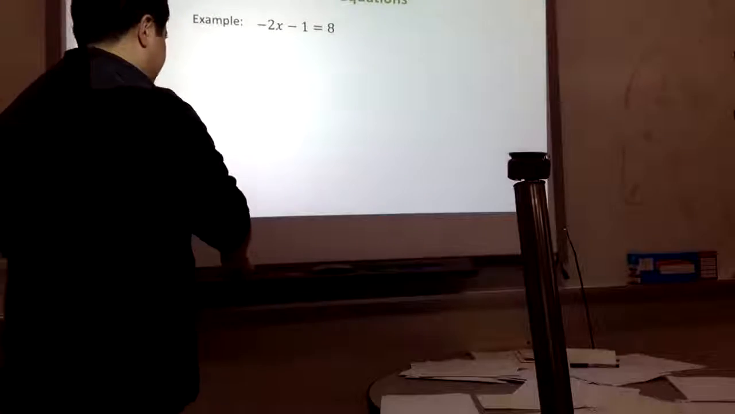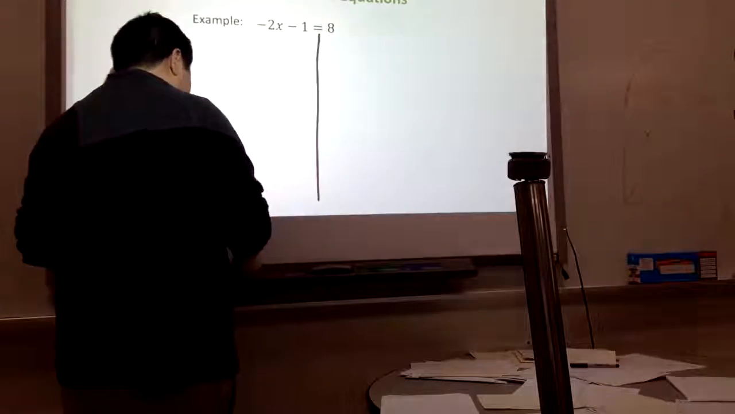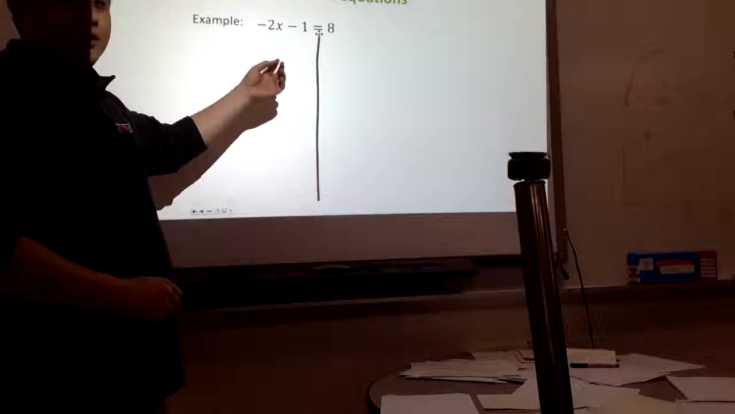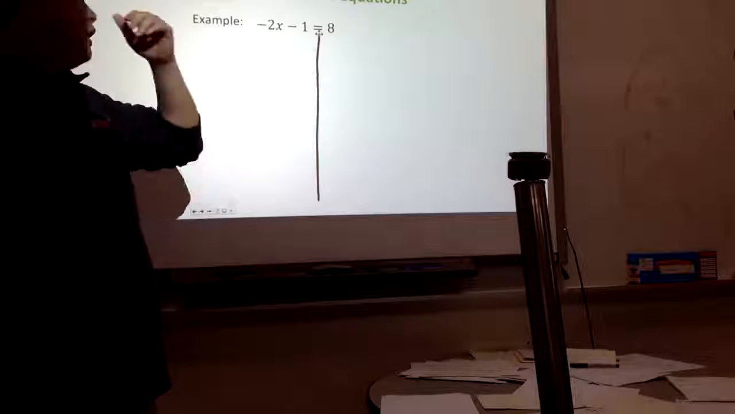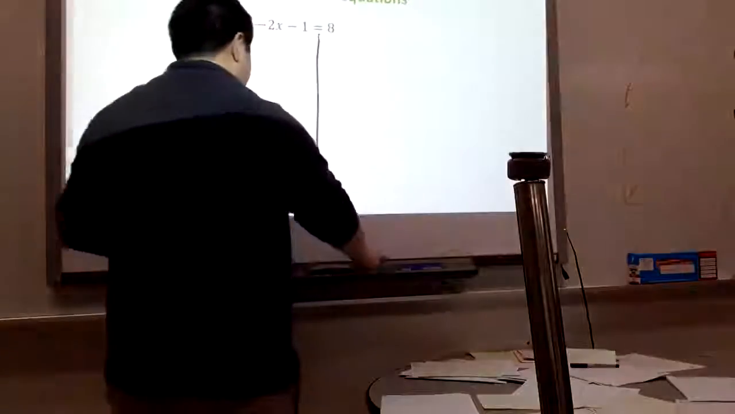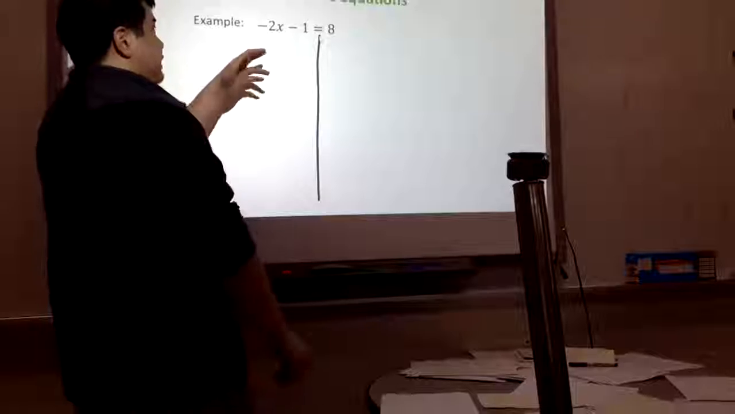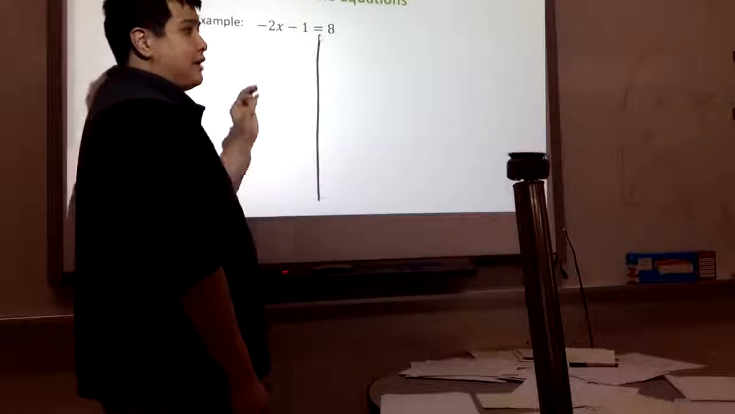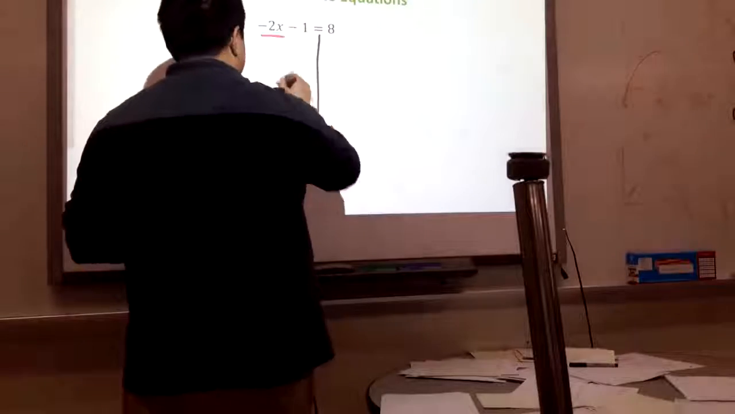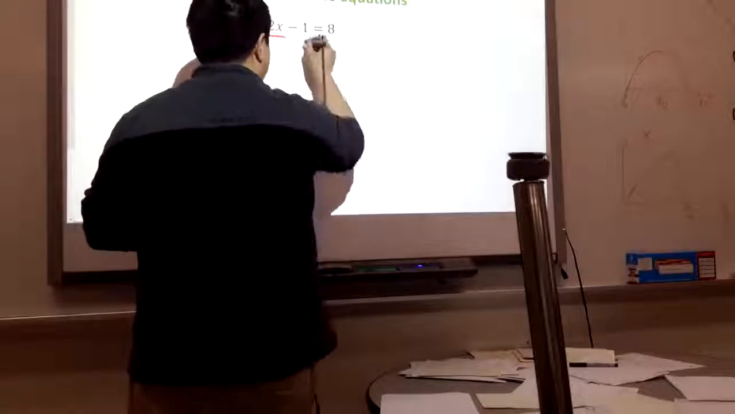Let's try this one. Again, I'm going to draw a line down the middle. Step 1 is to simplify both sides of the expression. Again, there's nothing to distribute and there's nothing to combine like terms with, so we are done with step 1. Step 2 is to move all terms without x to one side and all terms with x to another. So this is the term with x, this is the term without x.